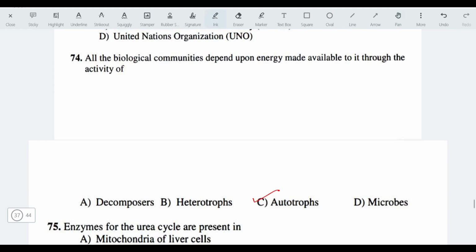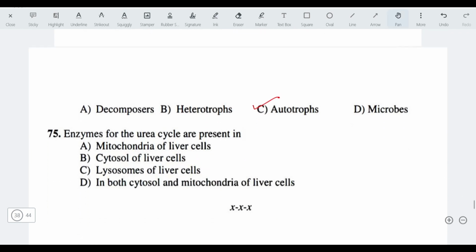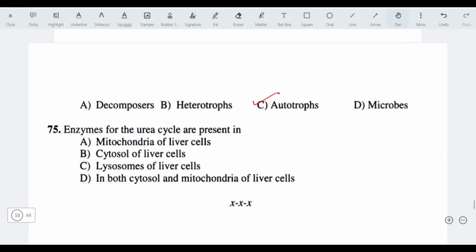Very simple question. Next question, enzymes for the urea cycle are present in. The answer is in both cytosol and mitochondria of liver cells.